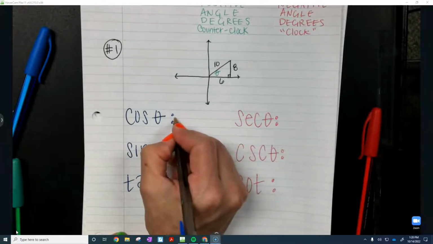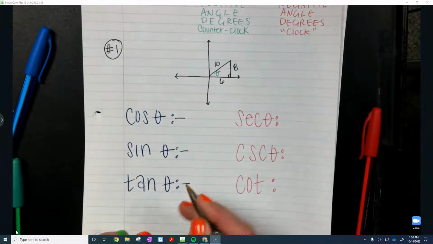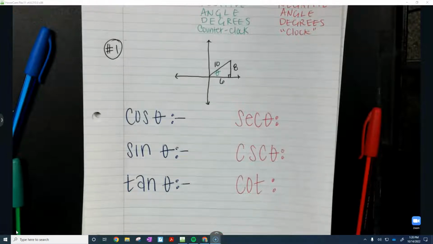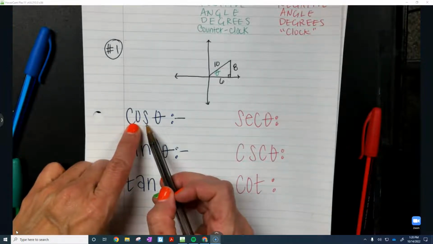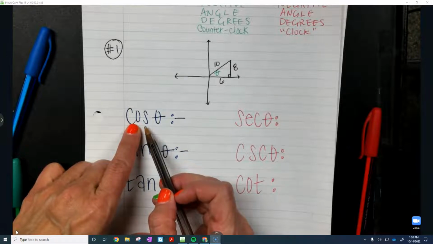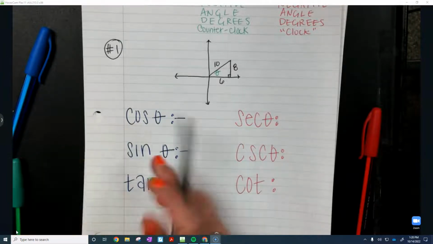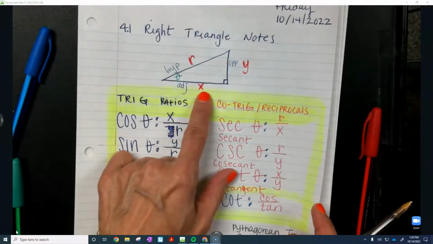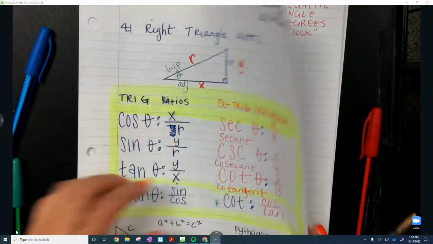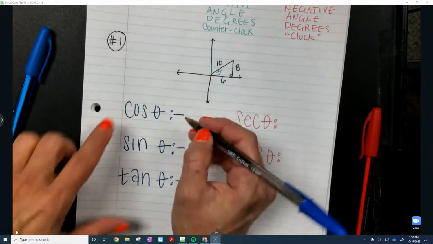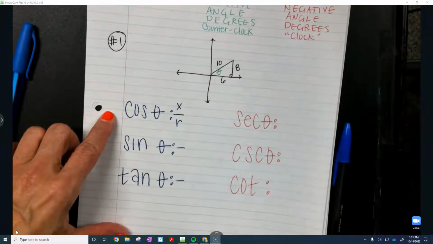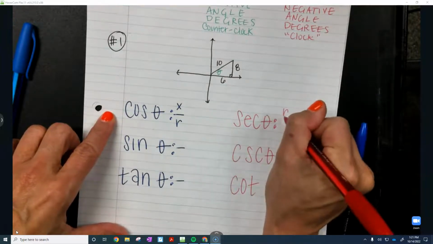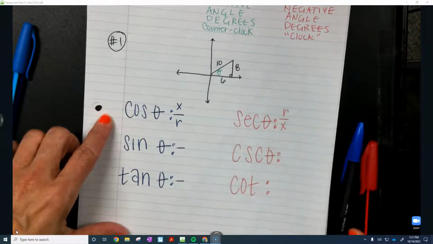All right, so I'm going to draw a little setup here over on the left side of my paper. We are going to write the template for cosine, sine, and tangent. So remember, cosine was adjacent over hypotenuse, but we're transitioning from adjacent to x and hypotenuse to r. So your cosine is now x over r, which means your secant, of course, is r over x.